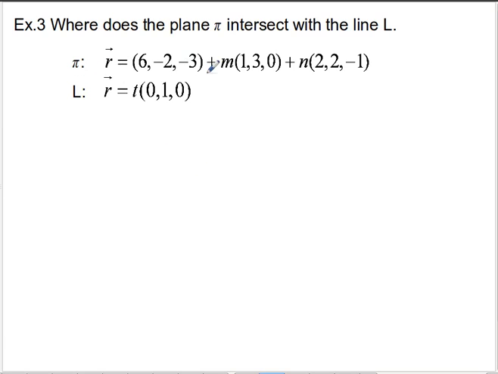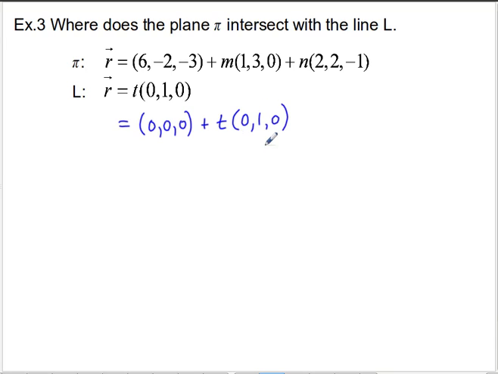So here's the definition of the plane. It's made up of an initial position vector and two direction vectors. Here is the equation of the line, and for this one it's actually worth pointing out that since there is no initial position vector, the initial position vector is actually 0, 0, 0, and then the direction vector is 0, 1, 0, which is given.